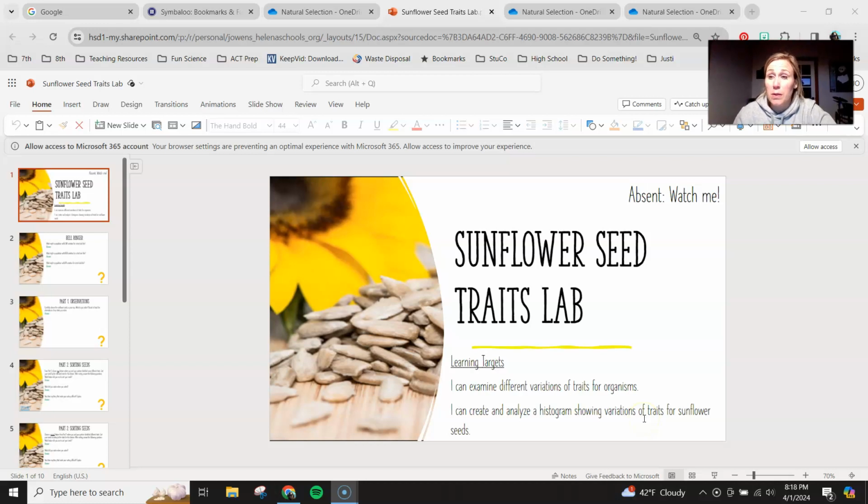Over the last couple of days we learned a little bit about what a histogram is and how it represents a population and all the numbers of organisms in that population that exhibit those traits. So one of the organisms we're going to be looking at today is sunflower seeds and some of the different traits they might have.